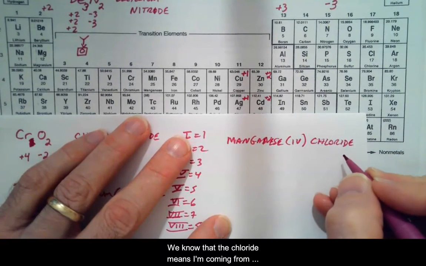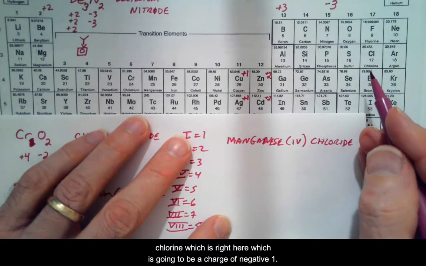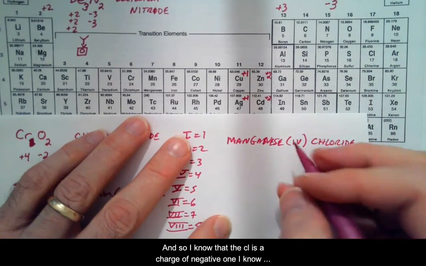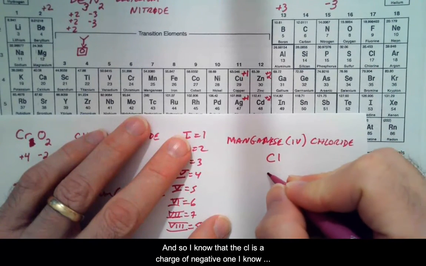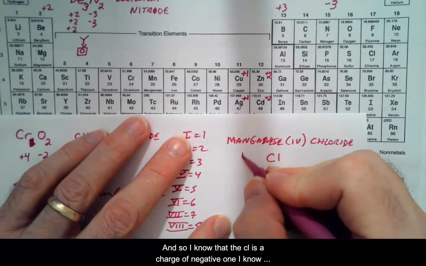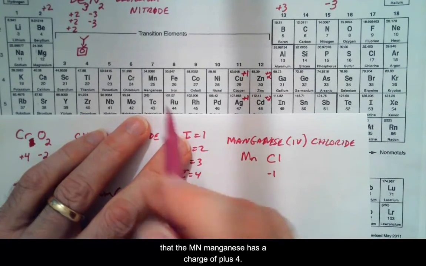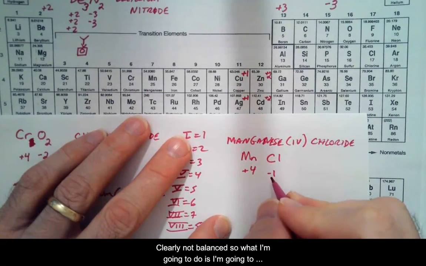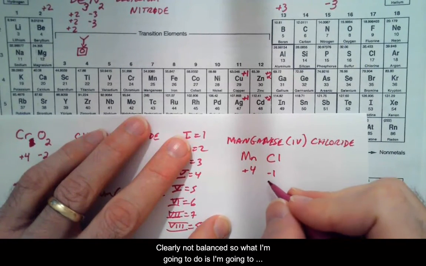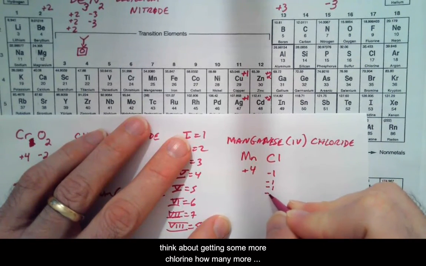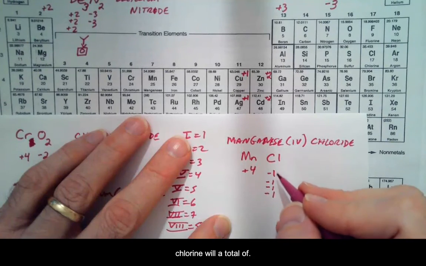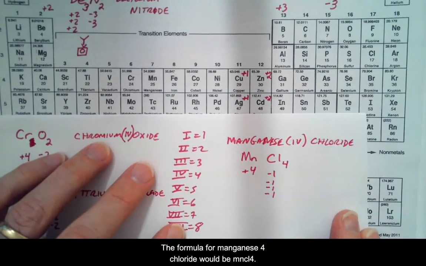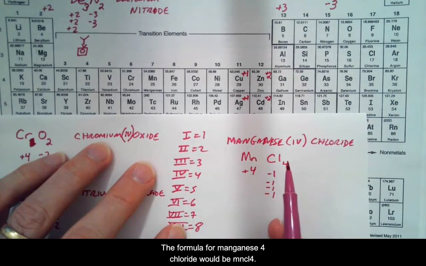Well, we know that the chloride means I'm coming from chlorine, which is right here, which is going to be a charge of -1. And so I know that the Cl has a charge of -1. I know that the Mn, manganese, has a charge of +4. Clearly not balanced. So I'm going to think about getting some more chlorines. How many more chlorines? Well, a total of 4. So the formula for manganese 4 chloride would be MnCl4. All right.